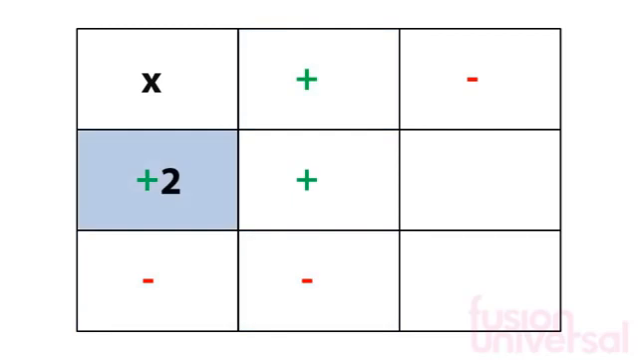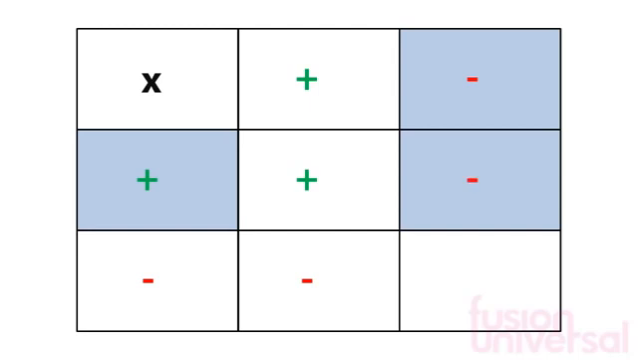Next, we'll do a positive multiplied by a negative. Positive 2 multiplied by negative 3. This gives negative 6. A positive multiplied by a negative gives a negative product.